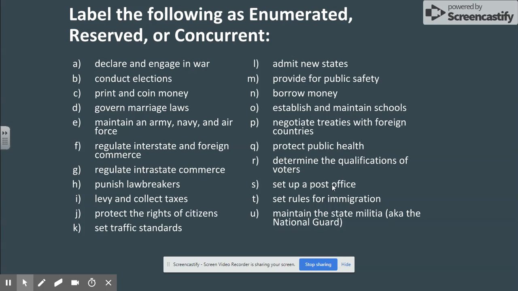It's reserved. The national government sets up the post office. Remember, that's another case of going between states. They set up the rules for immigration as well, so that's going to be the national government and enumerated. Finally, last one, who maintains the state militia? Even though it's called the National Guard, each state has one. The governor's in charge of that, which means it's a reserve power run by the states.